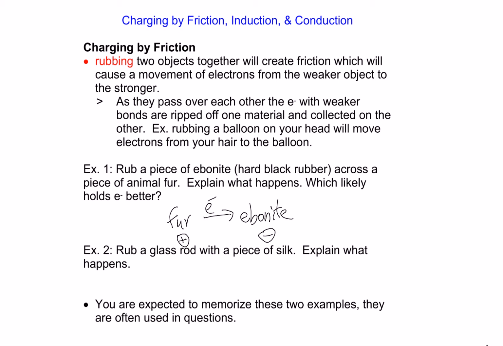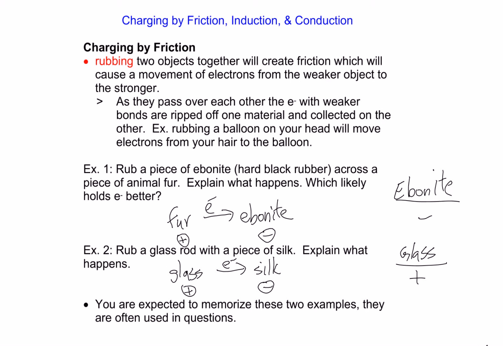Okay, and if we do the same sort of experiment with a glass rod and a piece of silk, it works sort of the opposite. So glass ends up giving up the electrons to silk. In this case, the glass would be left positive and the silk is left negative. So what you need to remember is ebonite will typically be a negatively charged rod if we rub it, and a glass rod will typically be a positive charge when we rub it.